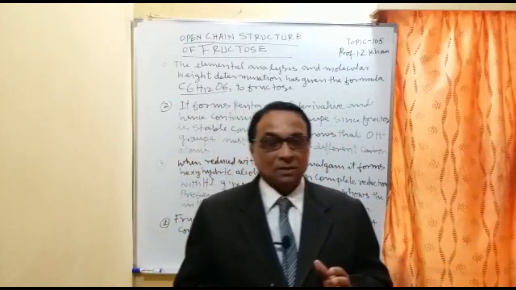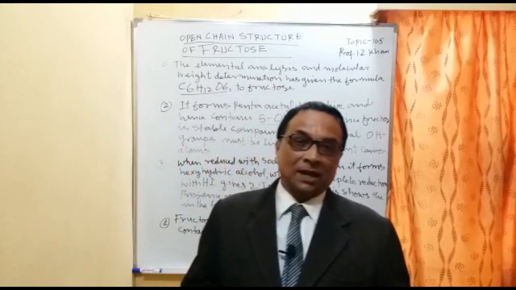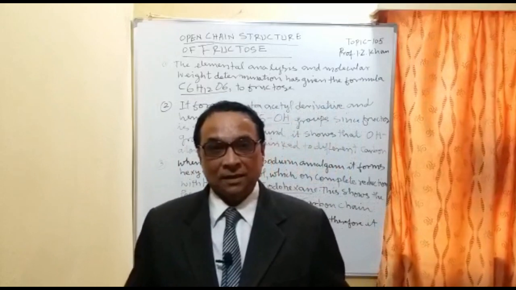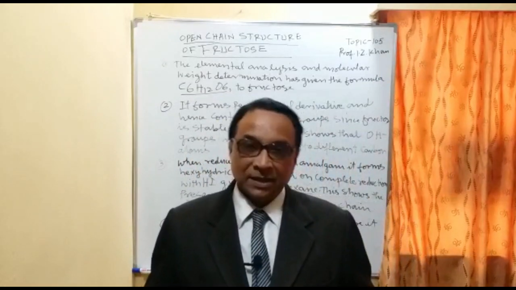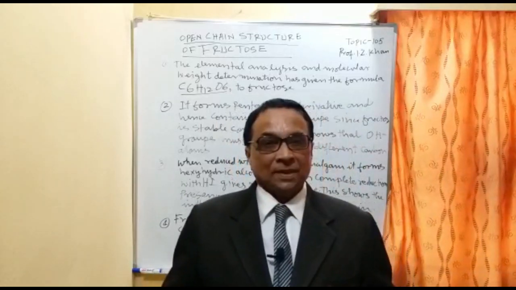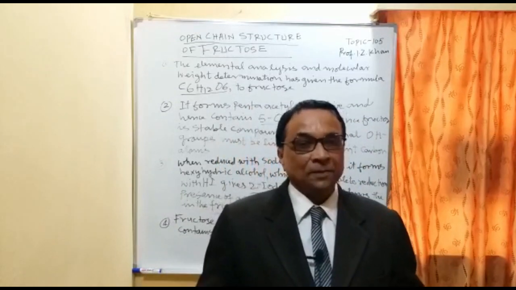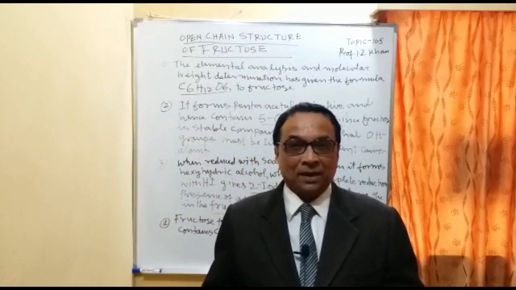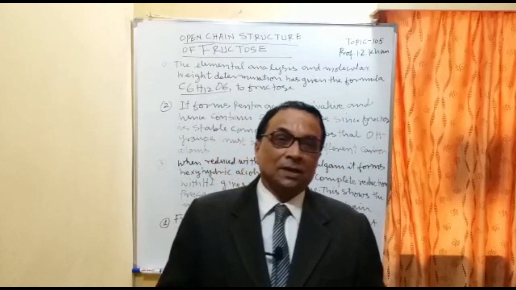So to discuss this structure, first, on the basis of elemental analysis and molecular weight determination, it is found that the formula of fructose is C6H12O6. It means it contains 6 carbon, 12 hydrogen and 6 oxygen. And in what form are these atoms, hydrogen, oxygen and carbon, existing in fructose?